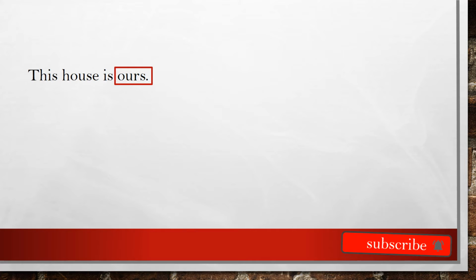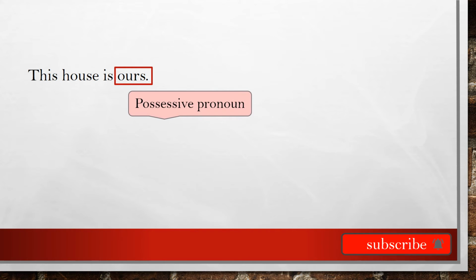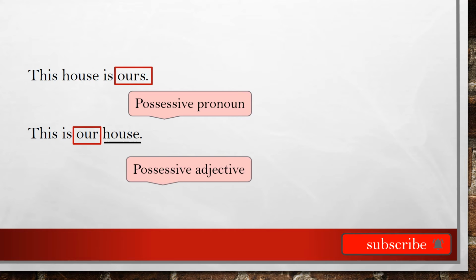This house is ours. In this, ours acts as a possessive pronoun because there is no noun after ours. Let's look at the next sentence. This is our house. In this, house is a noun which is described by the word our. So, our acts as a possessive adjective.